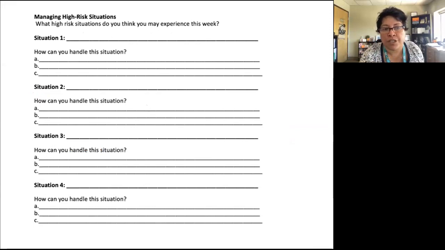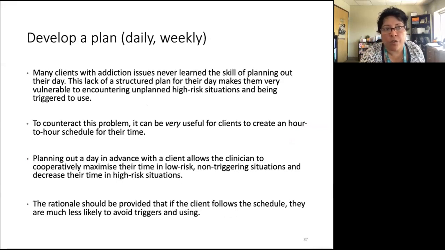So here's an example of a worksheet. You should already have the link to the handout, so you're welcome to use some of these exercises. And here's one last one that is really interesting.